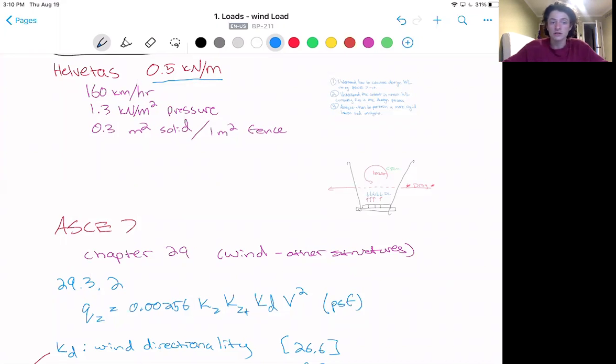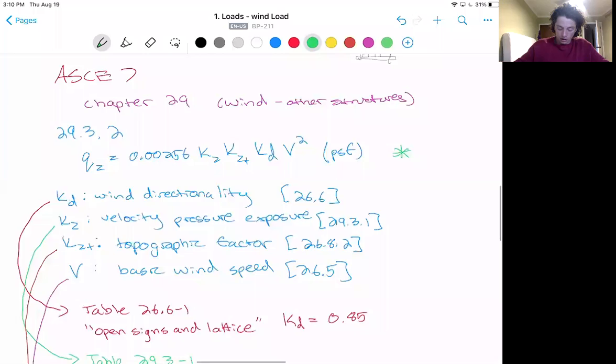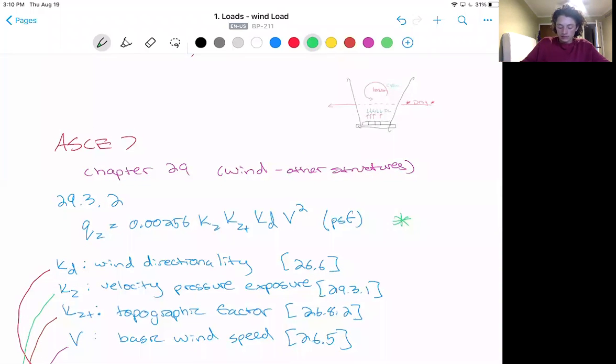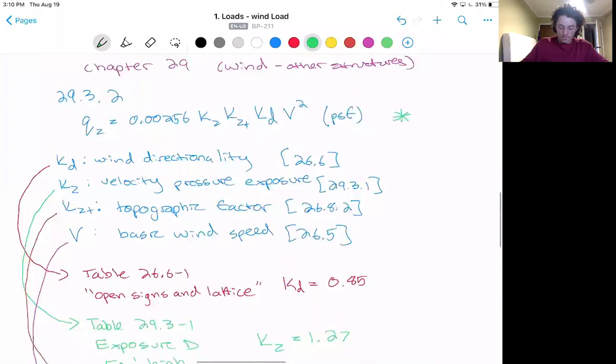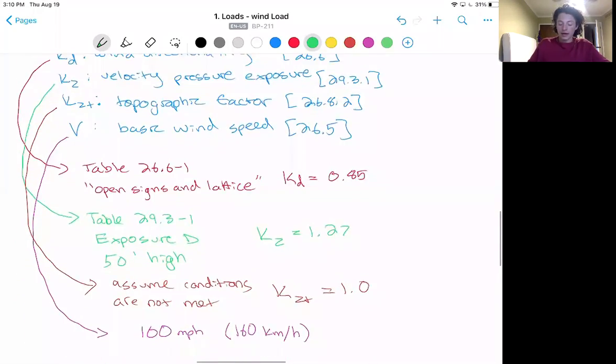First, to find drag forces perpendicular to the bridge, we'll look at the ASCE other structures and signs, and first calculate QZ from 29.3.2, the velocity pressure at a specific height. So that's this equation here. The variables to calculate this equation are KD, the wind directionality, KZ, velocity pressure exposure, KZT, the topographic factor, and V, basic wind speed. Each of these are calculated as follows.